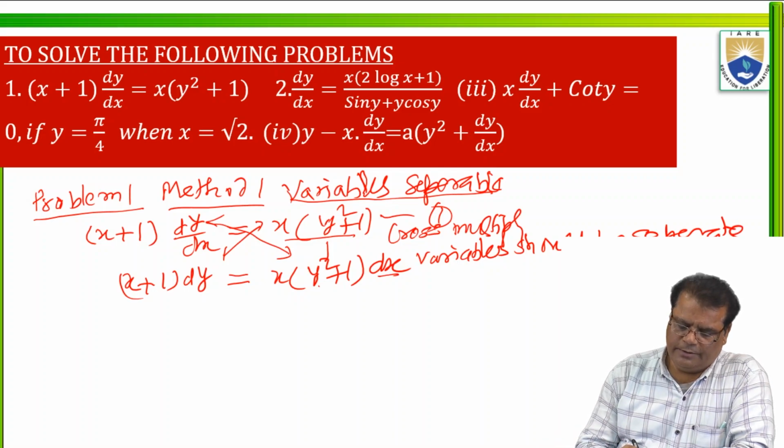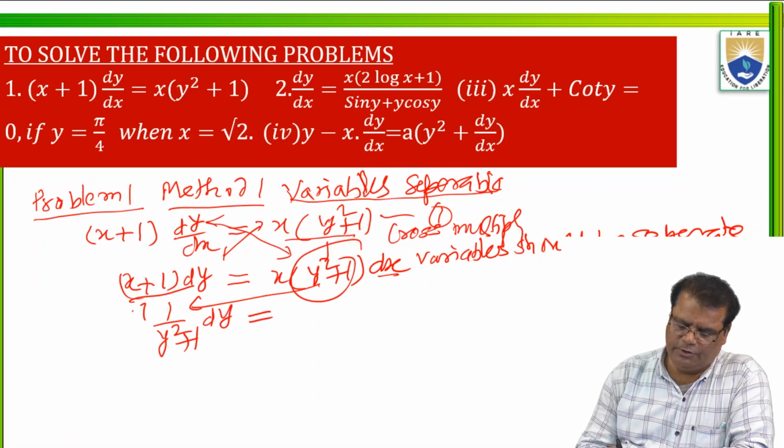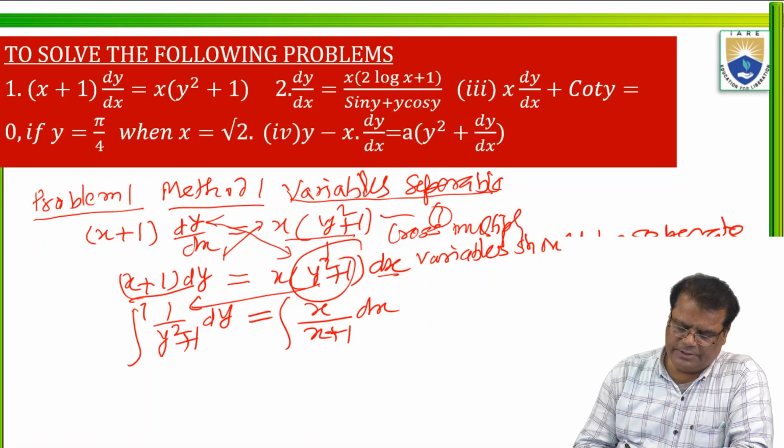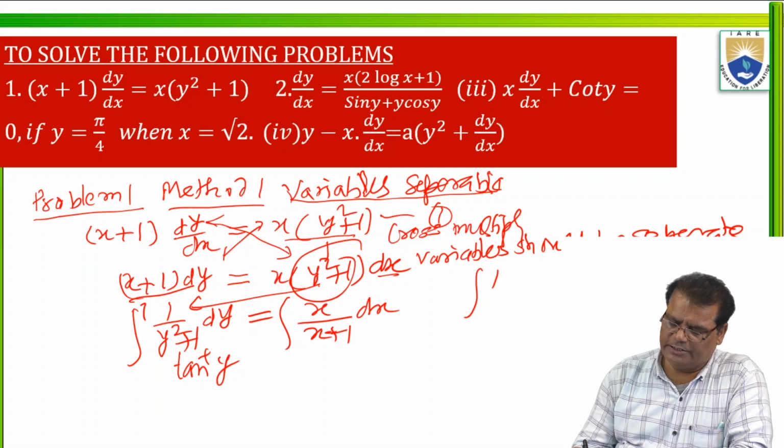So now dy, here 1 upon y square plus 1. This function goes to this side, and dy equal to x upon x plus 1 and this dx. So integrating on both sides. The integral of this is tan inverse y. This is the formula I am using: integration of 1 upon 1 plus x square dx is tan inverse x.